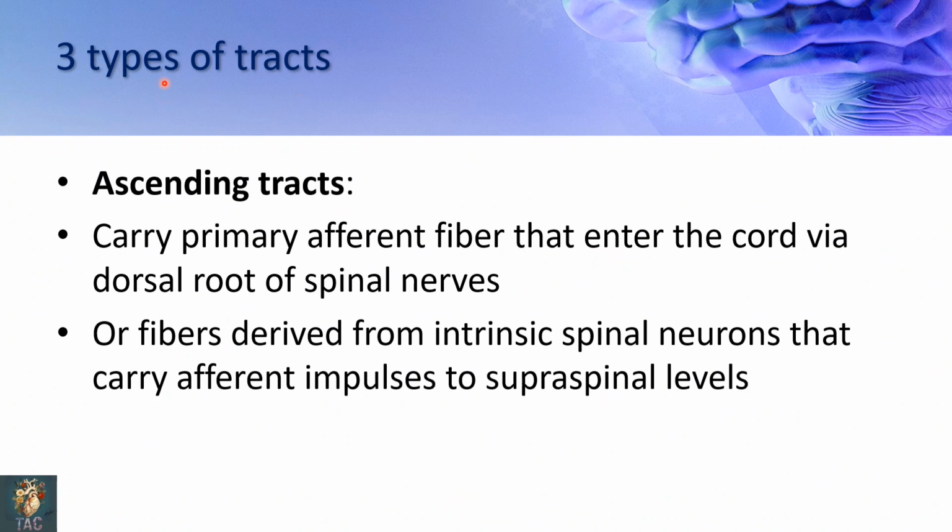Next, we have the three different types of tracts in the spinal cord. These are ascending tracts. They carry primary afferent fibers that enter the cord via the dorsal root of the spinal nerves, or fibers derived from the intrinsic spinal neurons that carry afferent impulses to supraspinal levels. So these are the different ascending tracts.